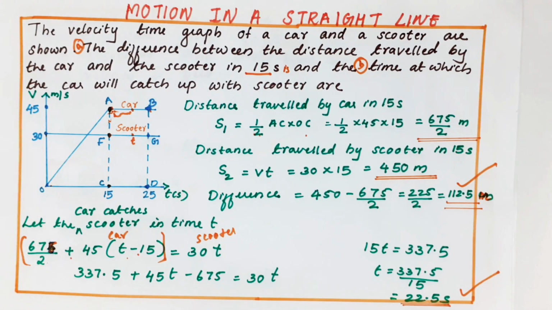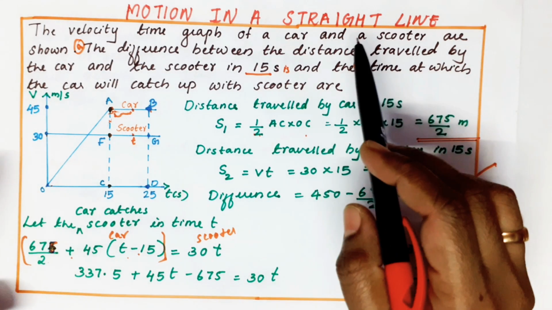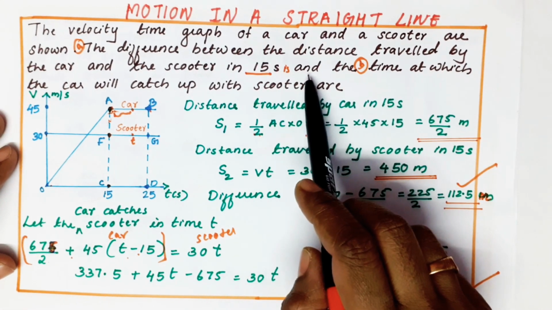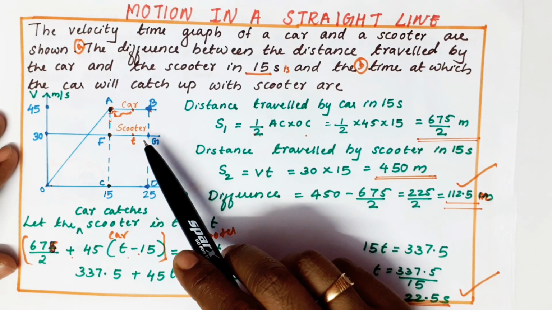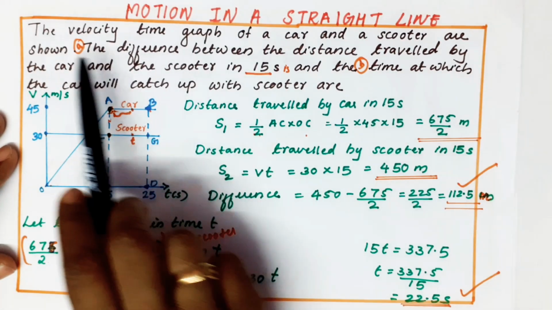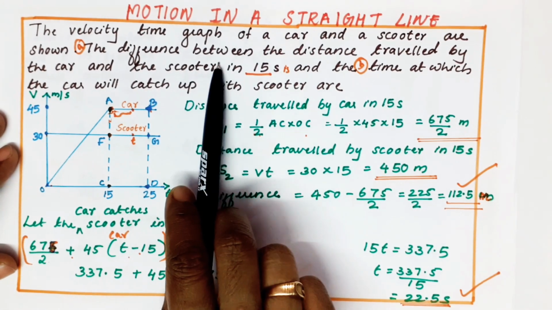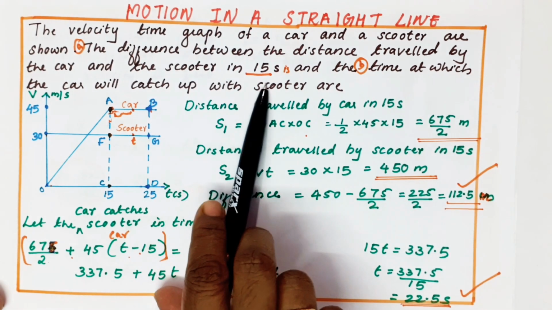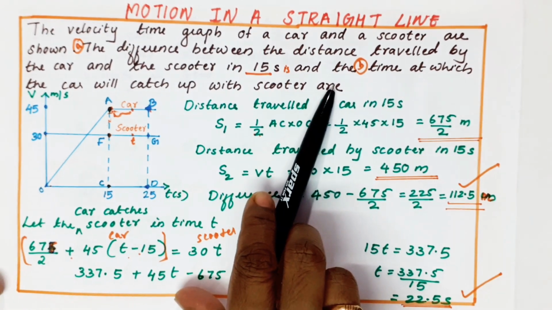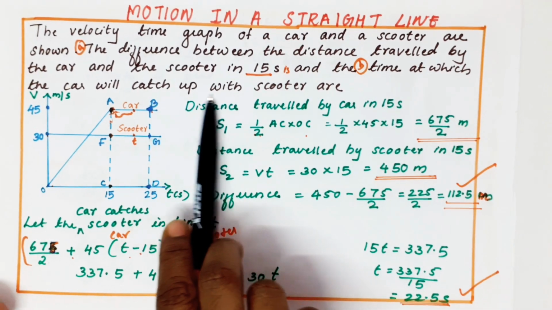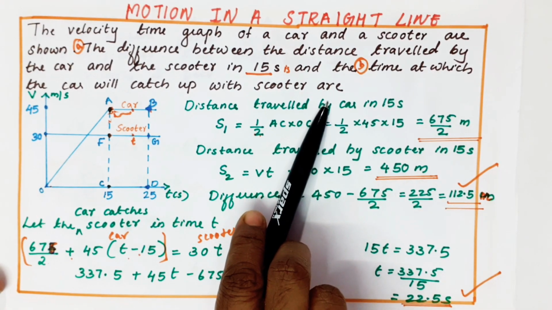In this video, I am going to discuss few important numericals of motion in a straight line. So first I am going to discuss a graphical question. The velocity time graph of a car and a scooter are shown. The difference between the distance traveled by the car and the scooter in 15 seconds is. Second question, the time at which the car will catch up the scooter.